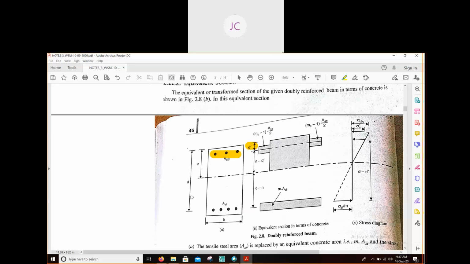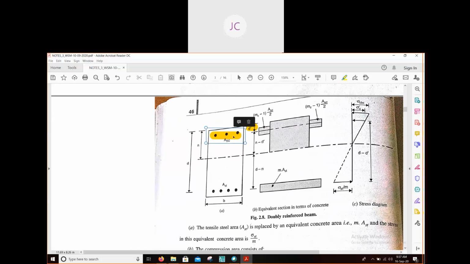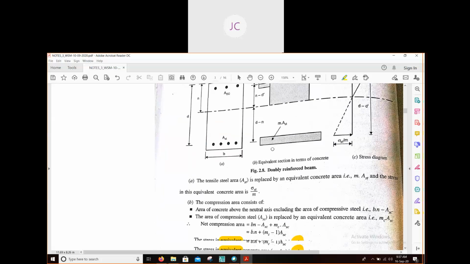Okay, so these things will be given to you. And if it is not given, then also we can assume that value. We can assume some value in some questions. But most of the time, these values will be given. This D dash will be given to you.